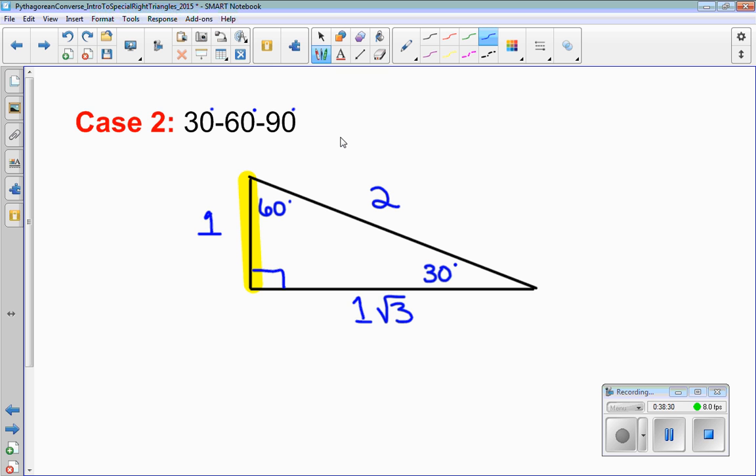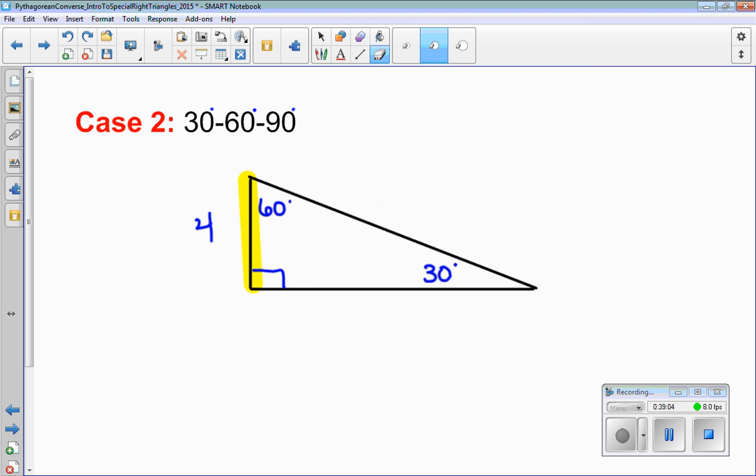What's your question? The square root of 3 times the short side. Yep. So, for example, don't write this part down, but if this short side was a 4, what's the length of the hypotenuse? 8. If the short side is 4, what's the length of the long leg? 4 square root of 3. Okay? Everything is in relation to that short side.